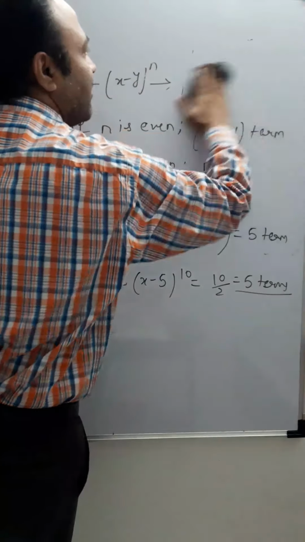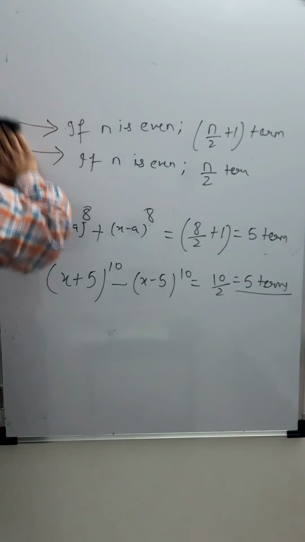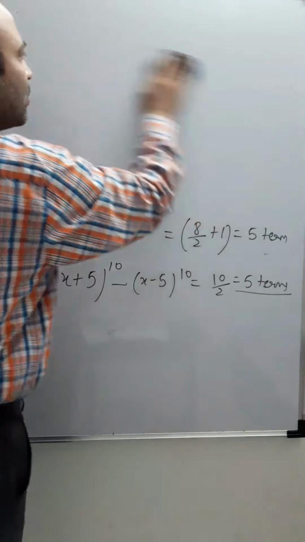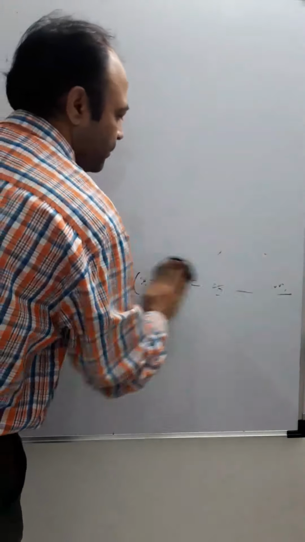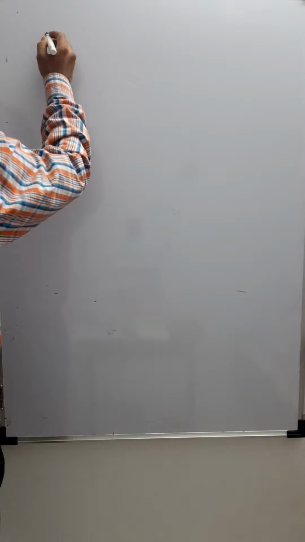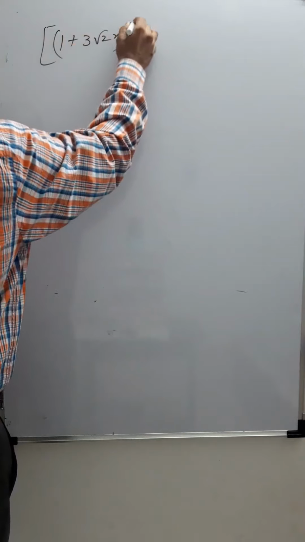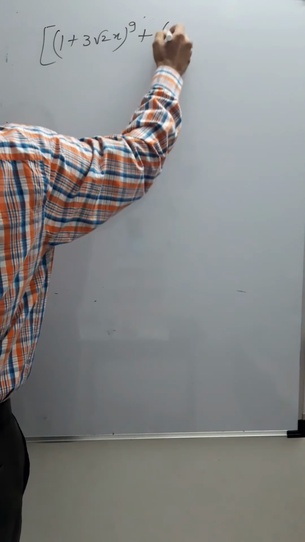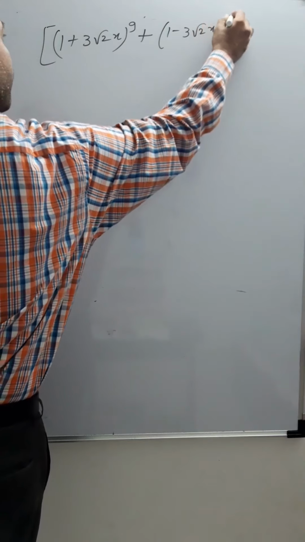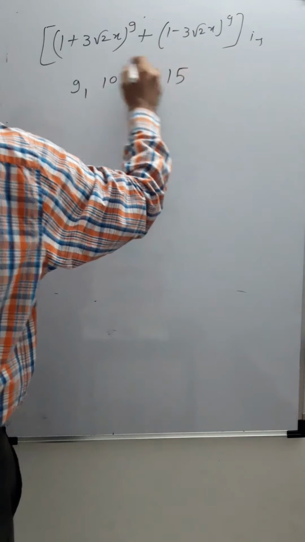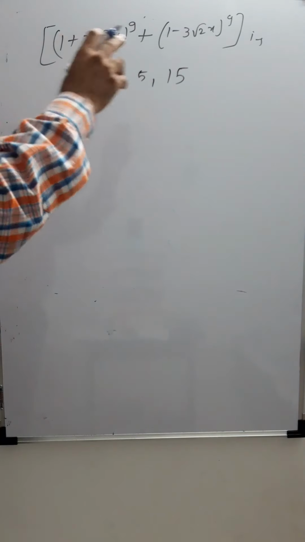This is known as the total number of terms after simplification. So there is no need to open the binomial. With the help of this result, we can get the total number of terms. Now see, we have a couple of questions. The question is, the total number of terms in this expansion is 9, 10, 5, or 50. We have to tell the total number of terms in this expansion.